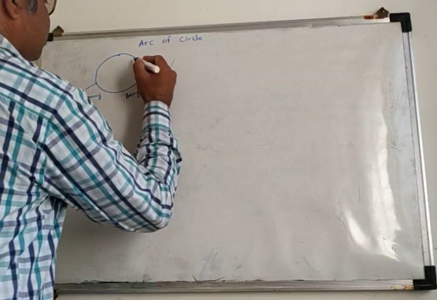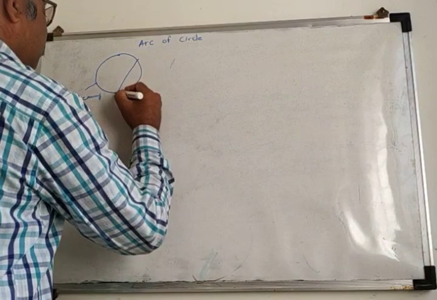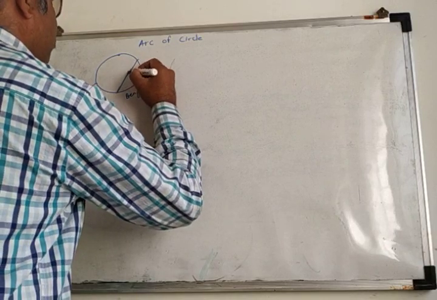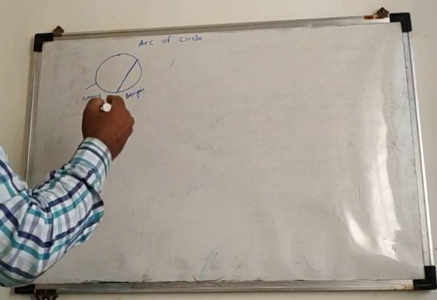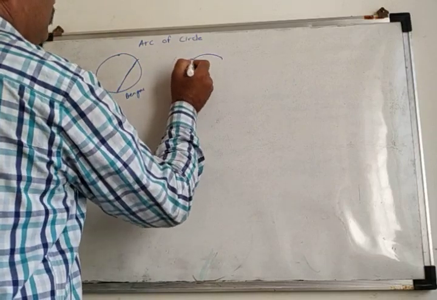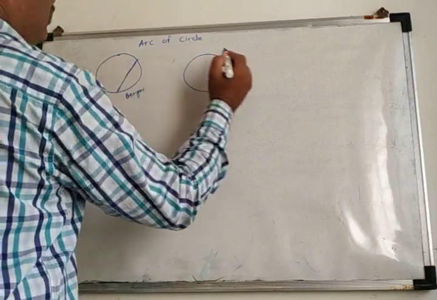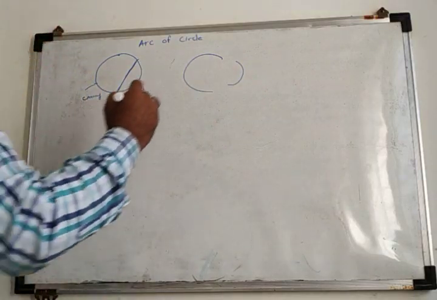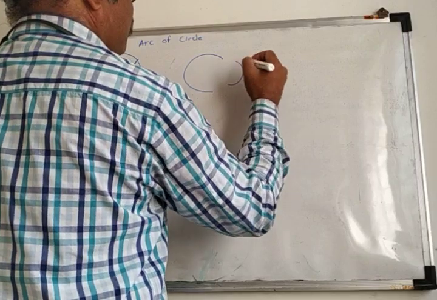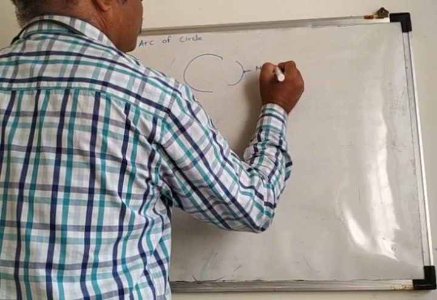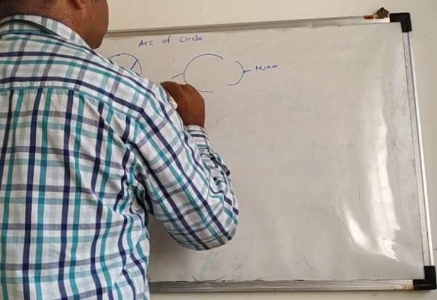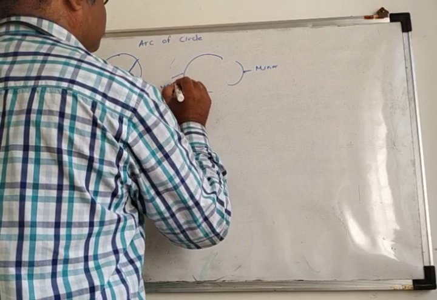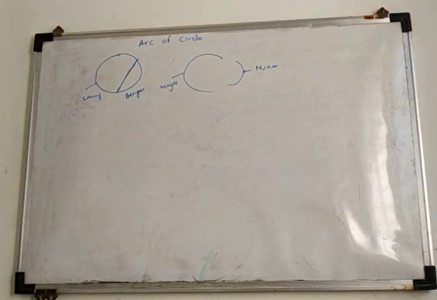Now, if I cut this by using a secant or chord, you draw the segment, then what will happen? You see, this is a bigger part, we just cut over here, and this is a smaller part. Since this is smaller, it is called the minor arc, and this is called the major arc. Minor and major. So this is a very important concept.